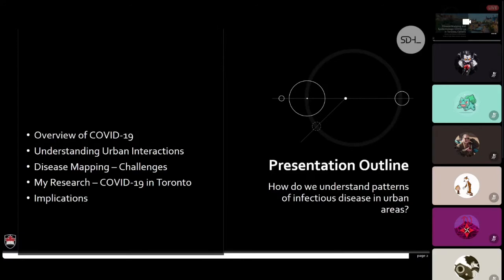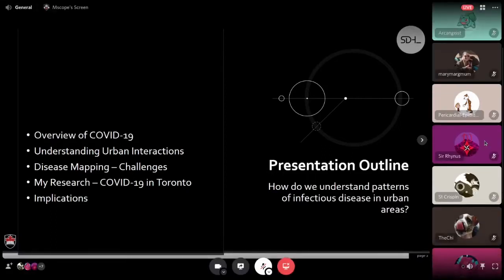So I'll be talking about a few things. First, I'll just give a really quick overview of COVID-19. You all already probably know what it is. You probably hear about it incessantly on the news, so I'm not going to go too deep on that end. But what I'm going to start off with after that is giving you a sense of how COVID-19 spreads in an urban environment.